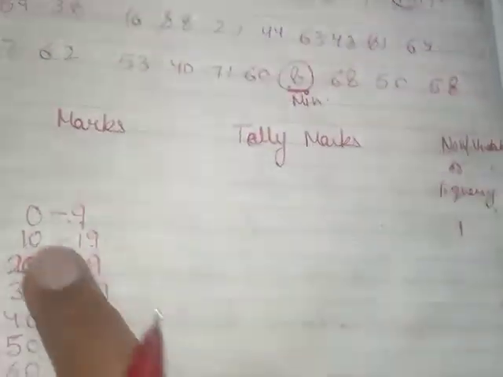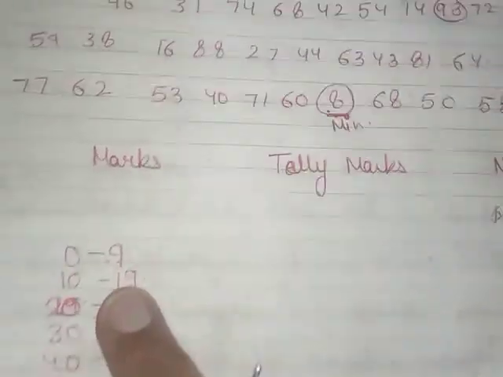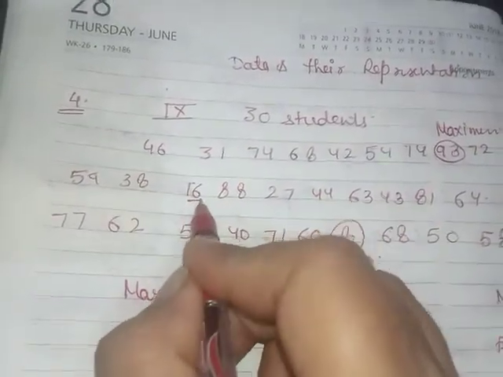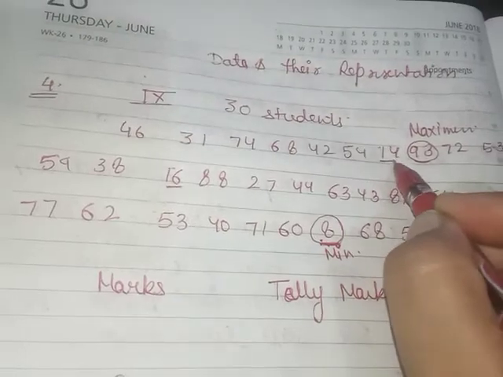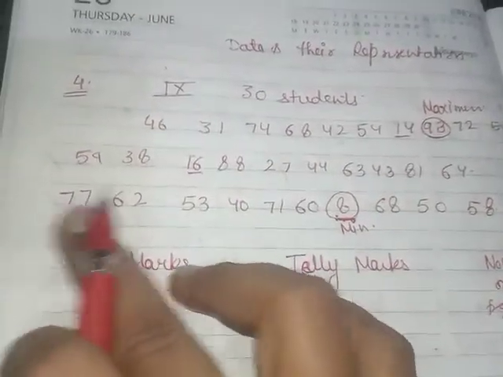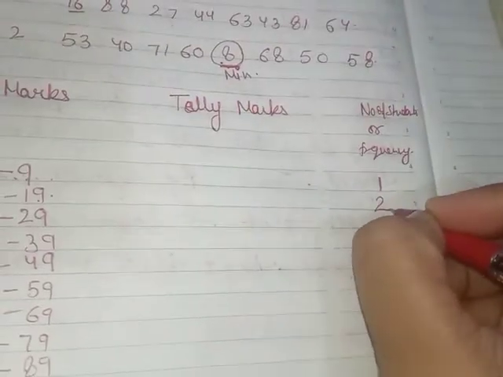Okay. Now 10 to 19. How many numbers are coming in between 10 to 19? You can check here. 16 is coming in between and 14. No other number is coming in between 10 to 19. Only 2 numbers are coming, so the frequency will be 2.